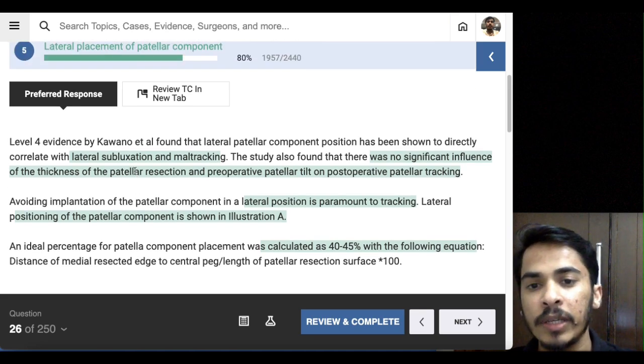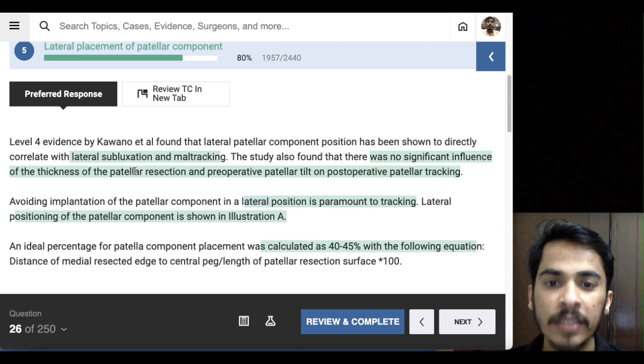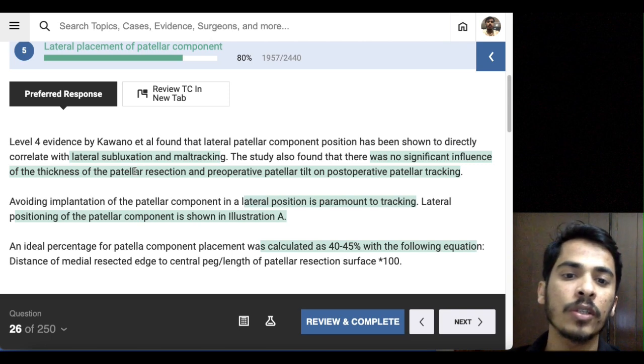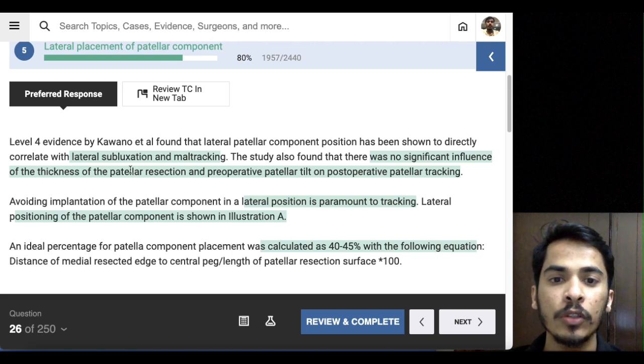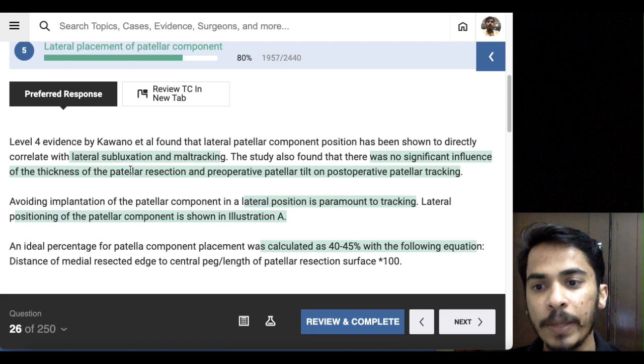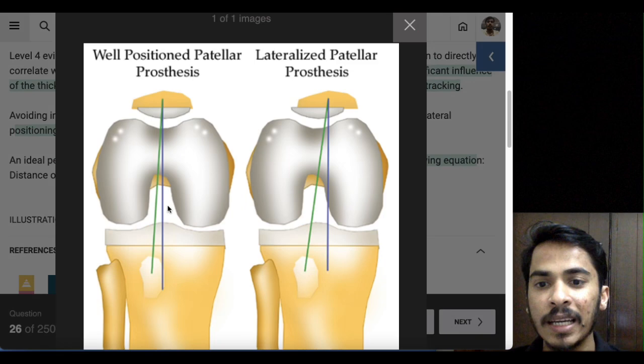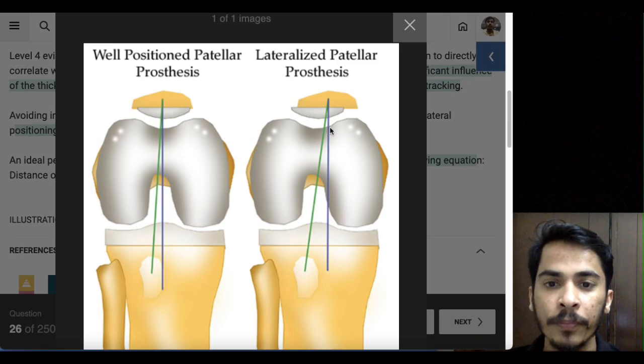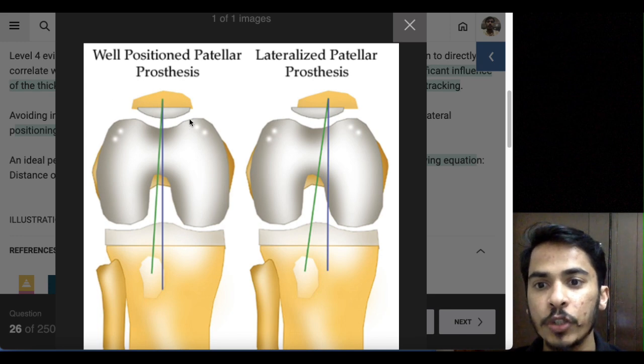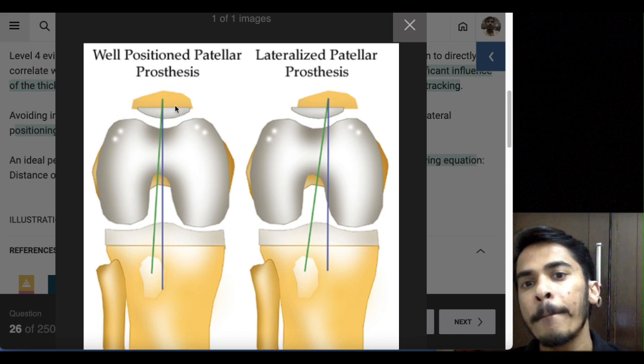For better patellar tracking, we have to do external rotation of the tibial component, external rotation of the femoral component, lateralization of the femoral component, and lateralization of the tibial component. But the only thing that has to be medialized is the patellar component. The patellar component should be medialized for better patellar tracking.